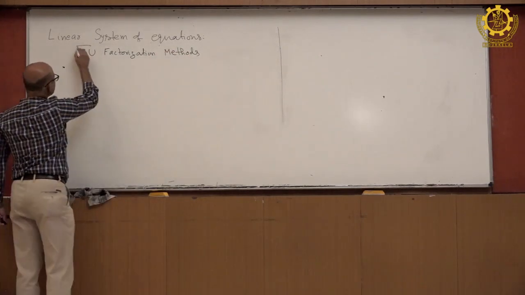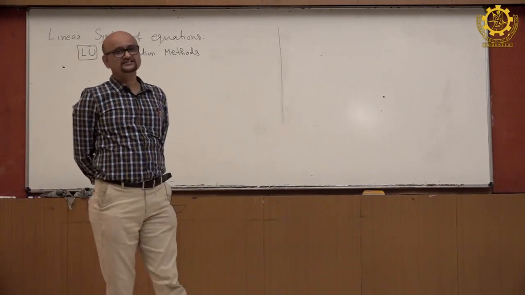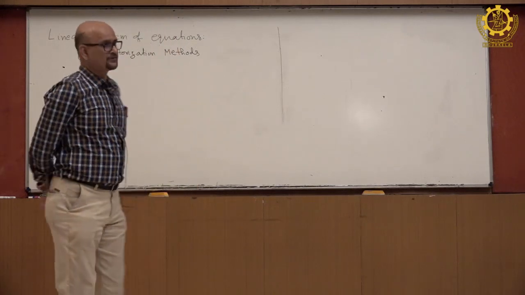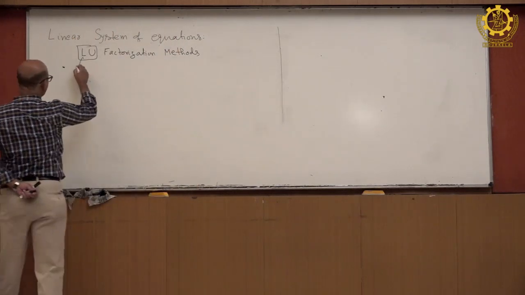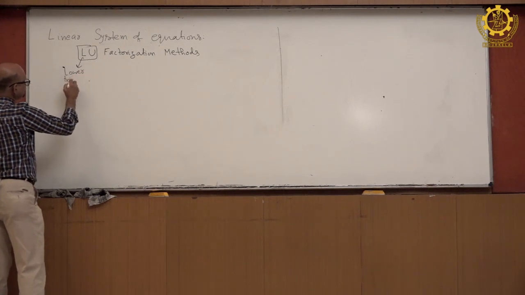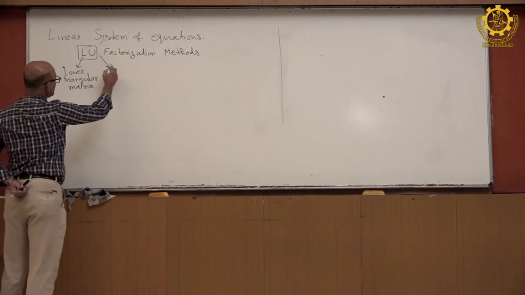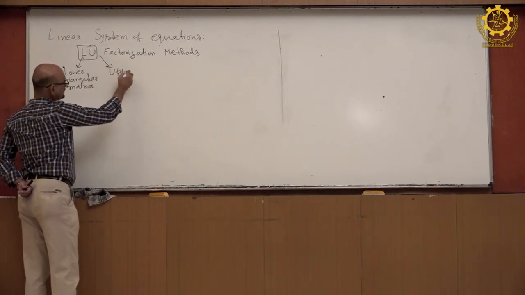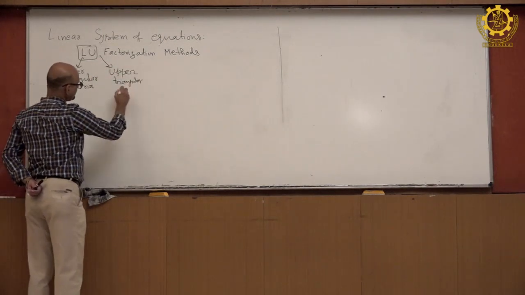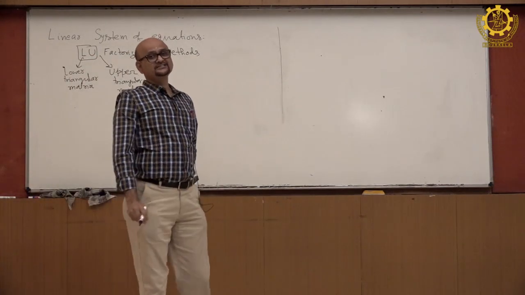So this LU means L stands for lower triangular matrix and U for upper triangular matrix. So L for lower triangular matrix and U for upper. The method's name is LU factorization methods.